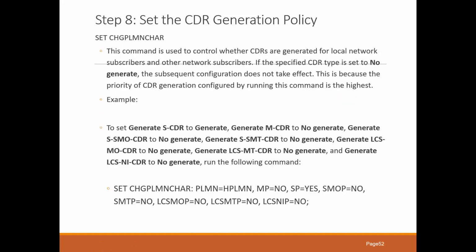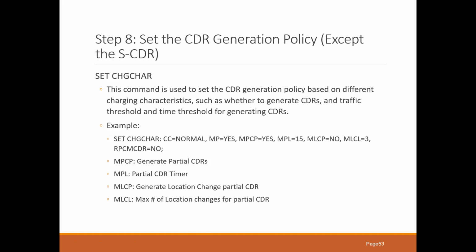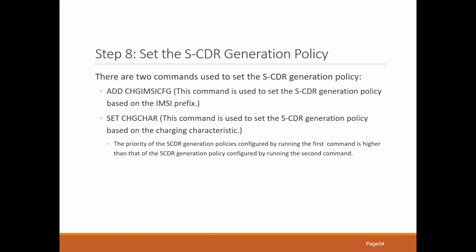Okay, so coming back to this one, this is covered already. Then there are two commands used to set this SCDR generation policy. One is the charging IMSI configuration and the other is the charging characteristic. This command is used to set the SCDR generation policy based on IMSI prefix. So if you need to generate a CDR based on IMSI prefix, use this command. And if you need to generate a CDR based on charging characteristics, it will be charging characteristic. The priority of the SCDR generation policy configured by running the first command is higher than that. So this will have higher priority than this command.